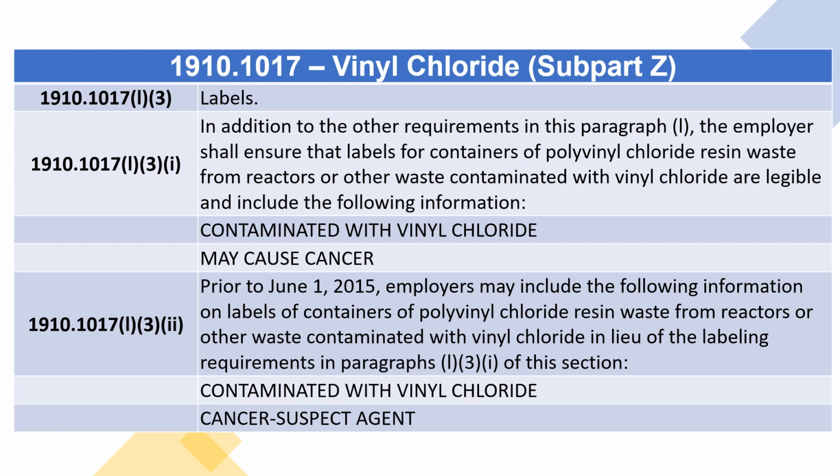1910.1017 L3 2. Prior to June 1, 2015, employers may include the following information on labels of containers of polyvinyl chloride resin waste from reactors or other waste contaminated with vinyl chloride in lieu of the labeling requirements in paragraph L3 1 of this section. Contaminated with vinyl chloride. Cancer suspect agent.